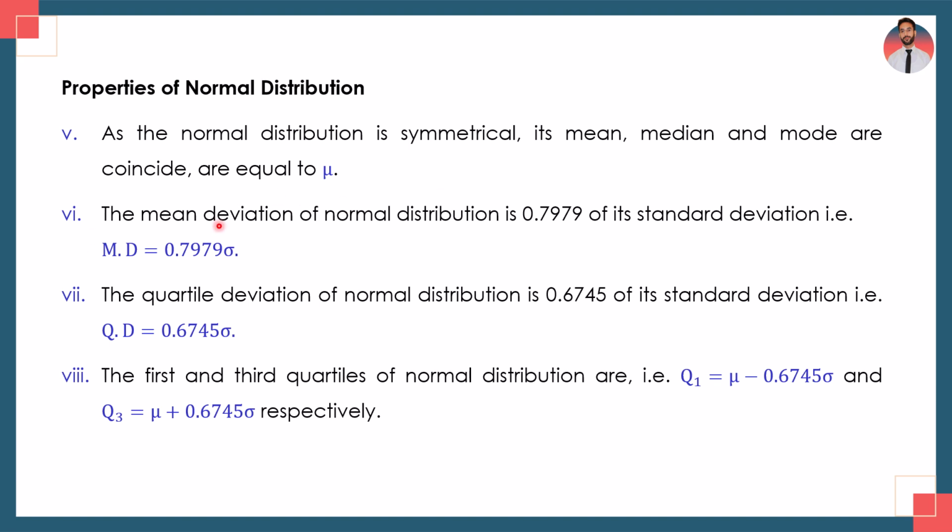In the sixth number, the mean deviation of the normal distribution is 0.7979 of its standard deviation. Mean deviation is equal to 0.7979 sigma. Sigma is the standard deviation of the normal curve.